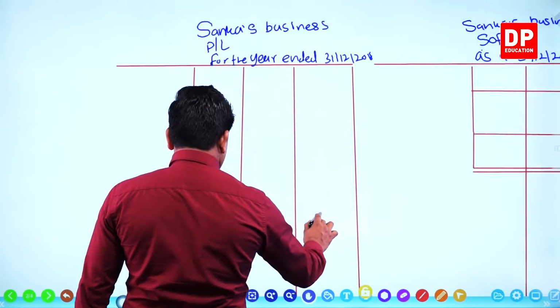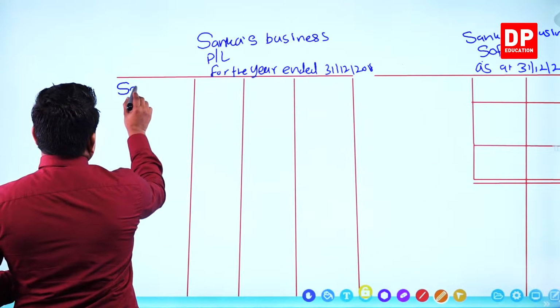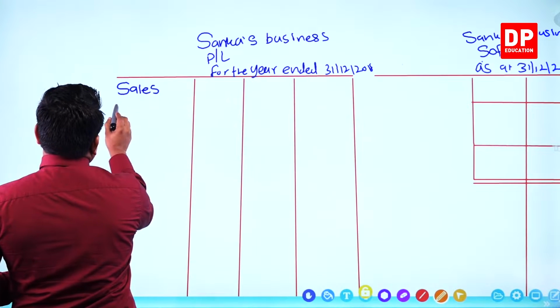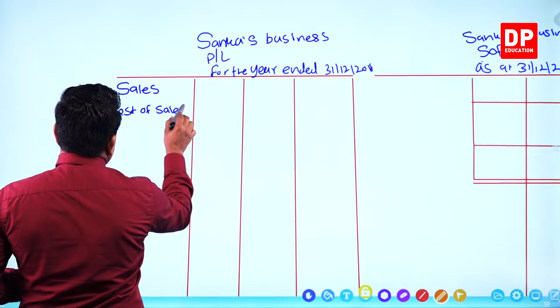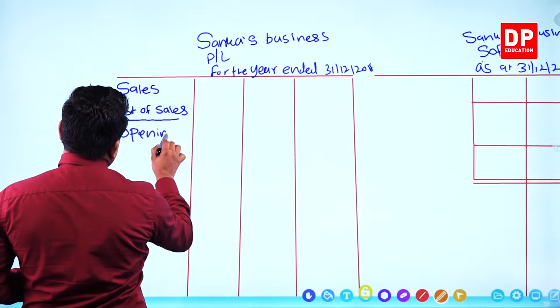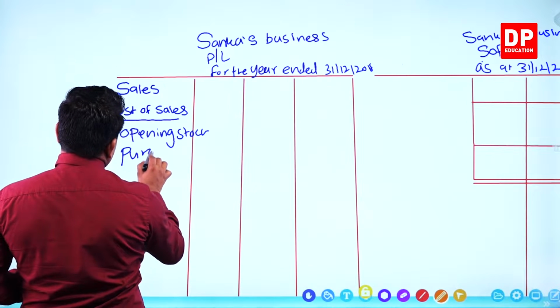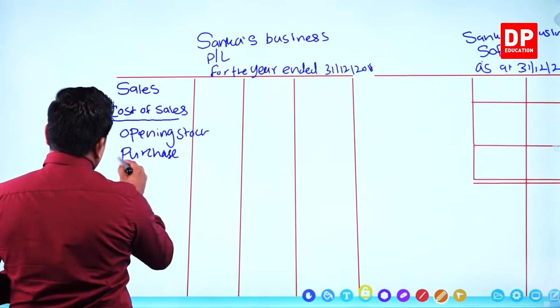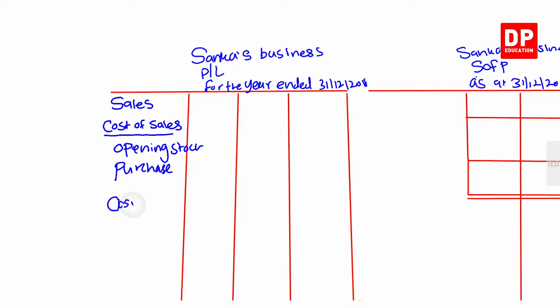Right, we write on the top sales, after that cost of sales, you underline it. Why? We have to do some calculations. Opening stock, plus purchase, then after adding purchase related expense, closing stock. Then gross profit.